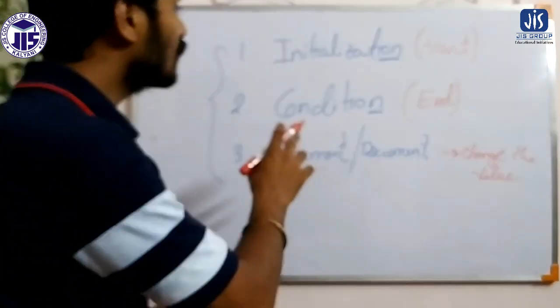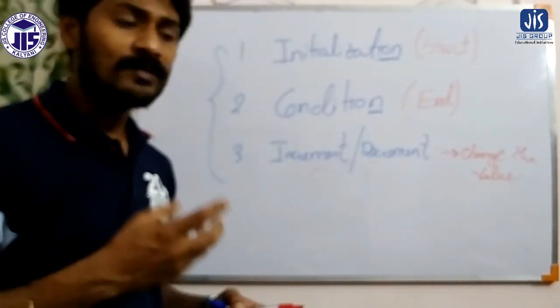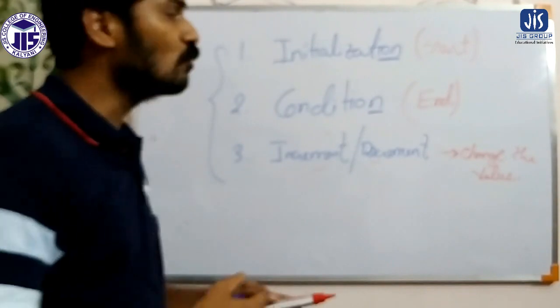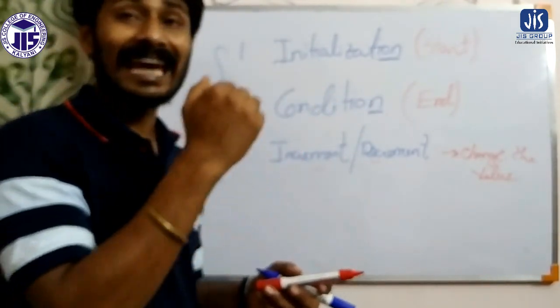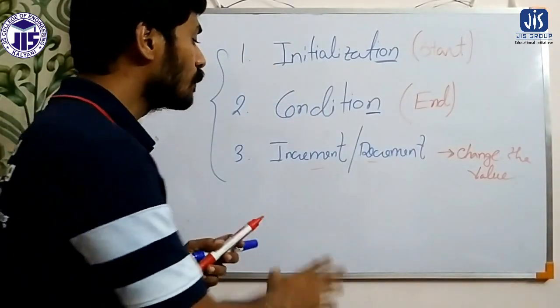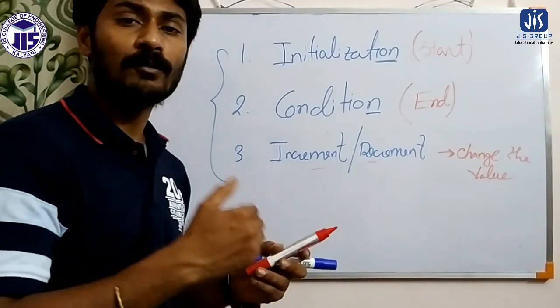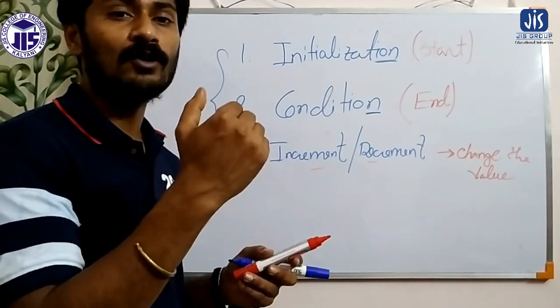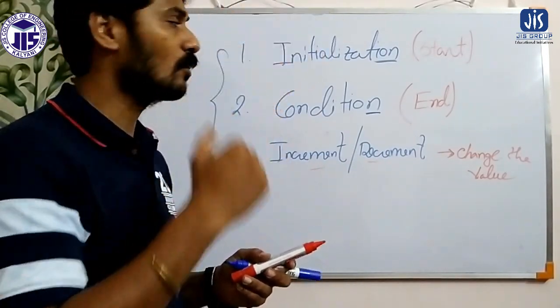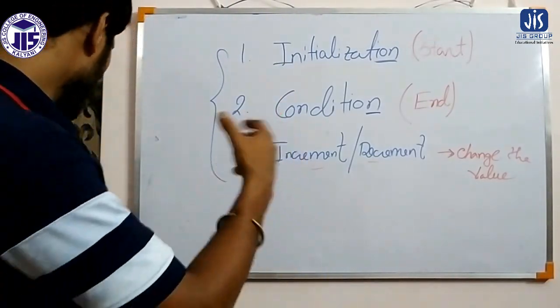So basically these are the three components. Initialization is giving us the starting point of the count. Condition is giving us the end point where we have to stop the counting. And increment, decrement performs the counting operation. We change the value from one to another. Okay. So how do we do it basically?